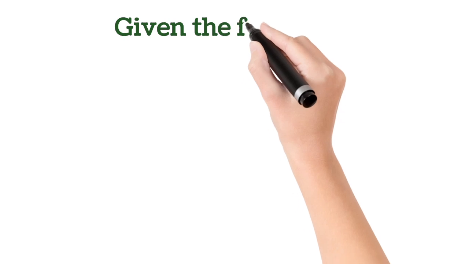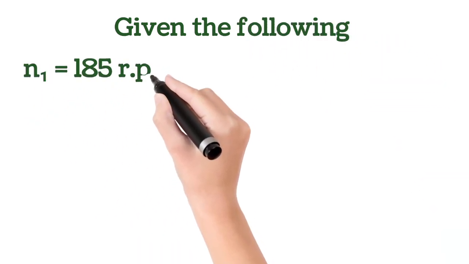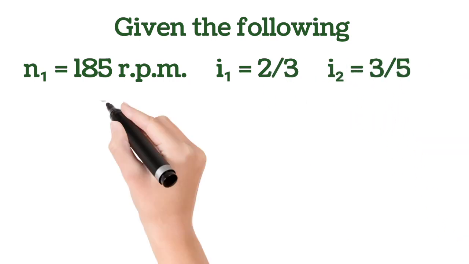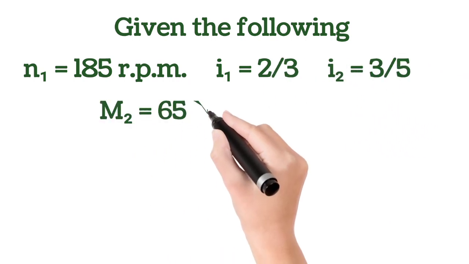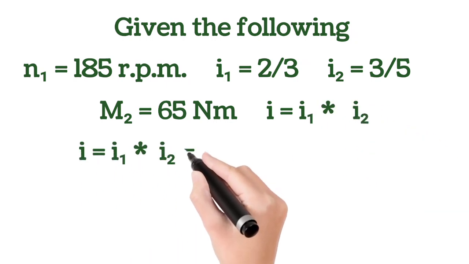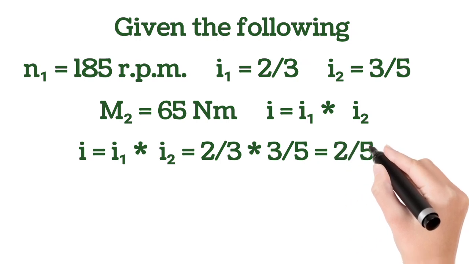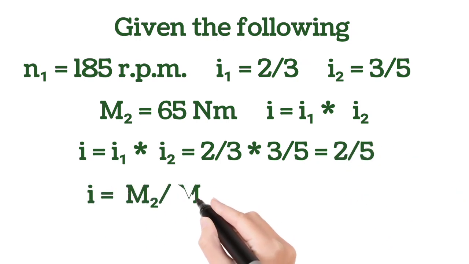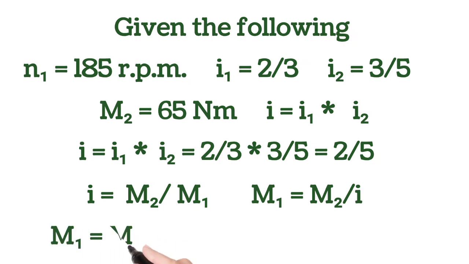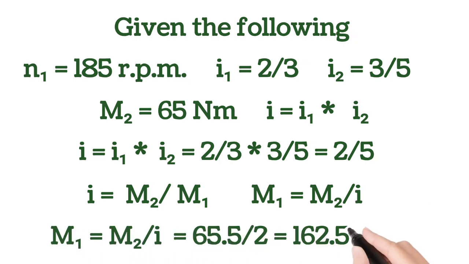Given the following, N1 is 185 rpm, I1 is 2 over 3, I2 is 3 over 5, M2 is 65 Newton meter. I is equal to I1 times I2. Substituting the values for I1 and I2, we have I is equal to 2 divided by 5. Also, I is equal to M2 divided by M1. Therefore, M1 is equal to M2 divided by I, which will give us M1 is equal to 162.5 Newton meter.